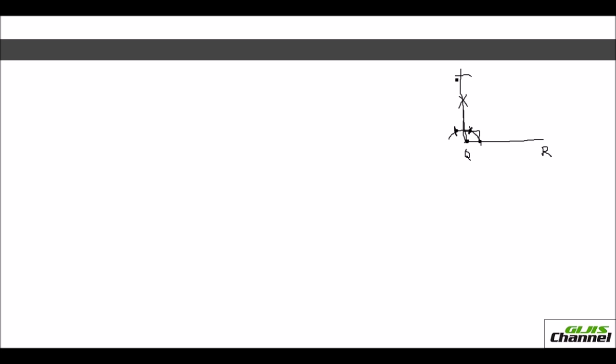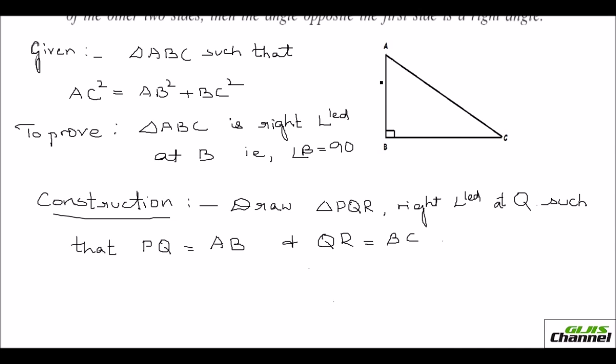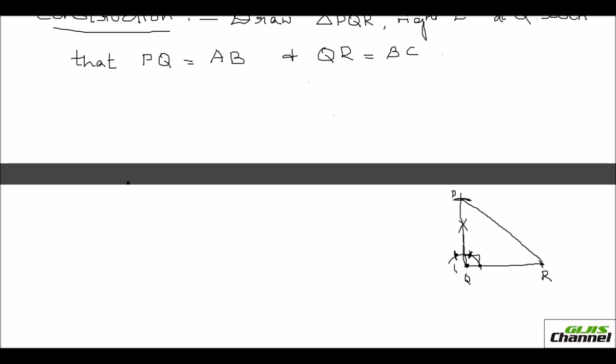Now mark an arc here and name it as P, such that this PQ is equal to this AB distance, okay, this AB. And also make a mark in QR such that your QR is equal to your BC, and then join these two, okay. Now this is a right angle triangle PQR right angled at Q. Now after this construction, we are moving on to the proof.